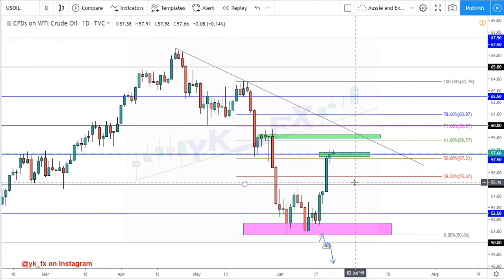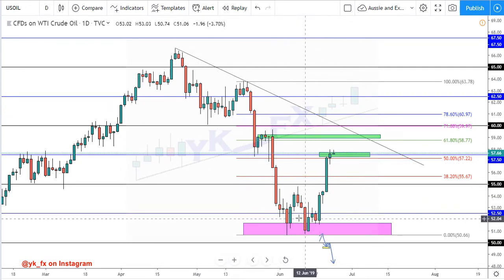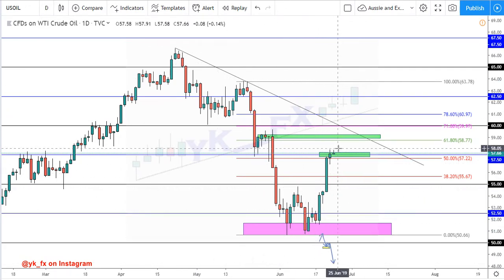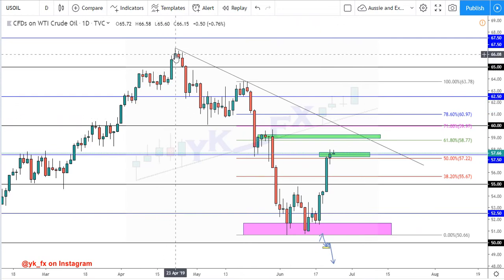Looking into this week then, I'm looking for a bit of continuation to the upside, but I wouldn't take longs now. Okay, I would look at taking shorts very soon though. What I'm looking at is this, to me, is a retracement. Oil has not changed direction. We've had this huge bear run. This to me was just a retracement back to the upside.